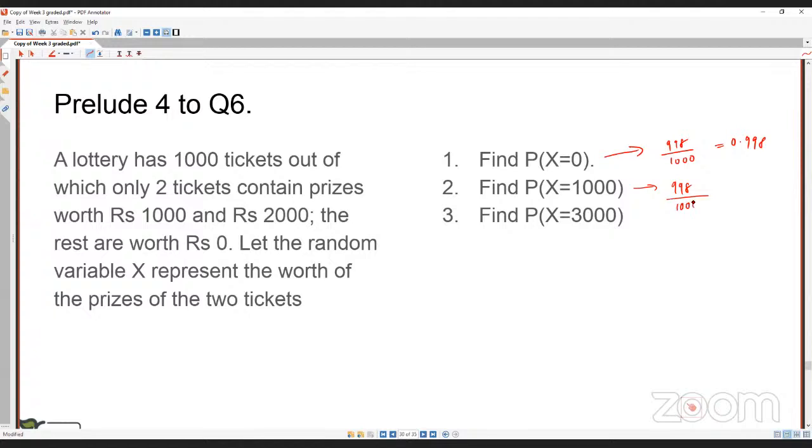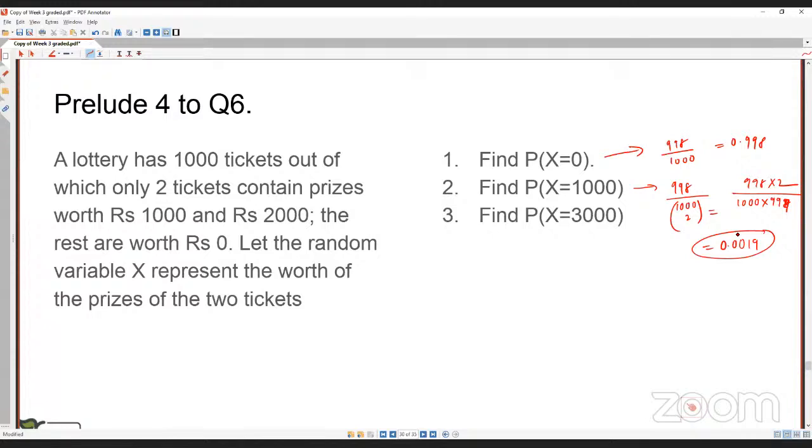So 1000 choose 2 will become 1000 into 999 by 2, which is 499500. Ma'am, it comes to 998 upon 499500. It comes to 0.00199, yeah. So this will come out as the answer.